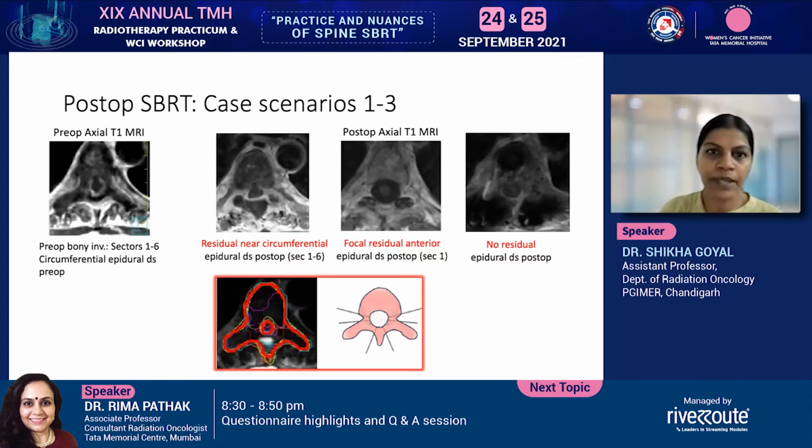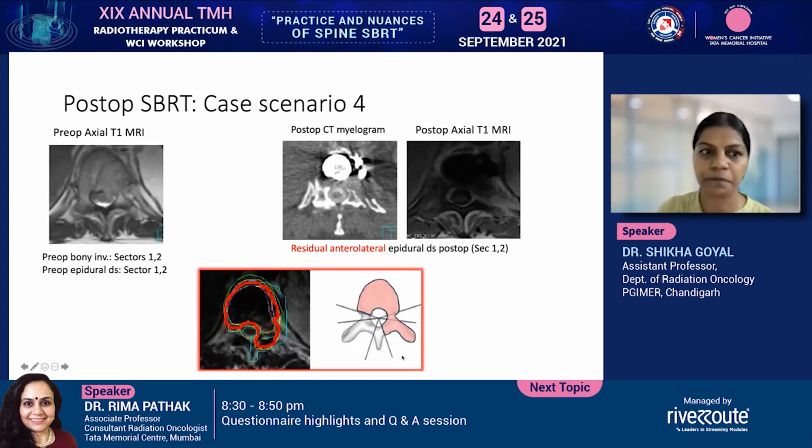In this situation, the disease was involving the bone as well as the epidural component in all the 6 sectors. So sectors 1 to 6 of bony involvement and sectors 1 to 6 of epidural involvement as well. So irrespective of whether there was any residual disease in the post-op scan or not, our CTV would include all the 6 sectors. So it's a circumferential CTV in this situation around the cord.